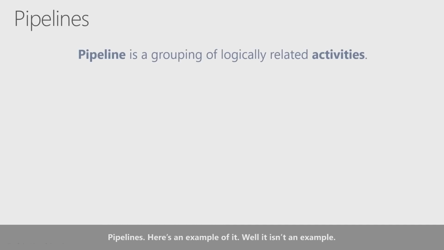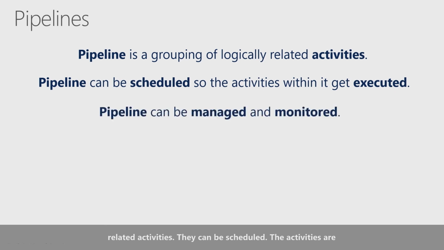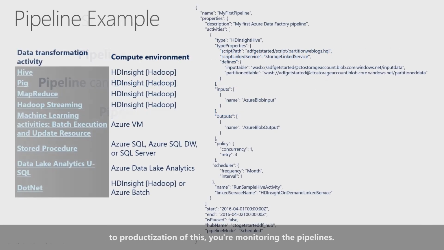Pipelines, here's an example of it. Well, it isn't an example, we talk about what it is. A pipeline is a grouping of logically related activities. They can be scheduled, the activities within it get executed, but they also can be managed and monitored as well. That's important because when it comes to productionization of this, you're monitoring the pipelines. Now, an example of this looks absolutely massive, and I'm prepared to accept that, but persevere with it.